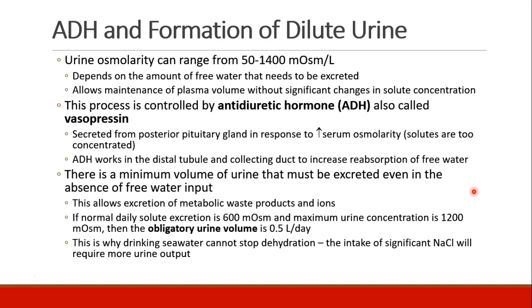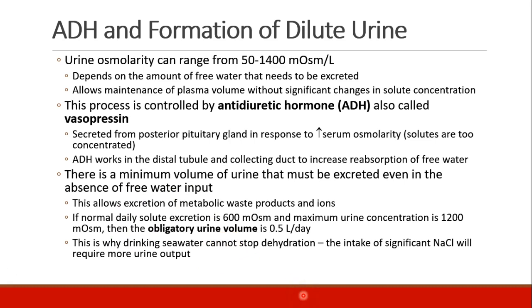There's always a minimum volume of urine that has to be excreted, even if there's no free water being taken in. This lets us get rid of metabolic waste products and ions that we don't need. So if we say that your normal daily solute excretion has to be about 600 milliosms, and the maximum urine concentration is, before I said 1400, for now let's just say 1200 milliosms, just for even numbers. So then your obligatory urine volume is going to be half a liter per day. The body has to excrete that much, or else you're going to be unable to get rid of the solutes you need to get rid of.